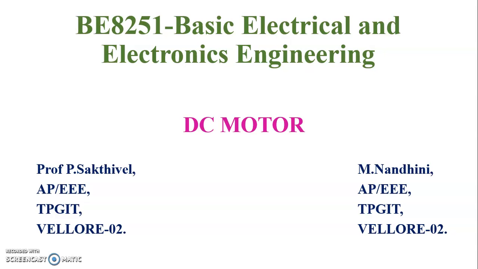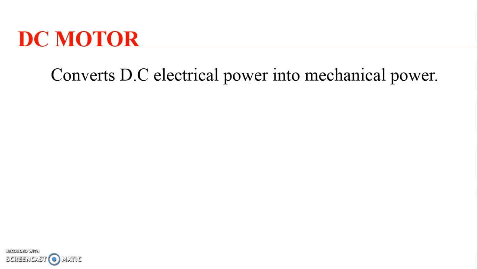In this video, we will discuss the DC motor and its working principle, various types of DC motor, and torque equations of DC motor. So first we want to know what is a DC motor. A DC motor is a type of DC machine which converts DC electrical power into mechanical power. So construction-wise, the DC motor and DC generator are nearly the same.